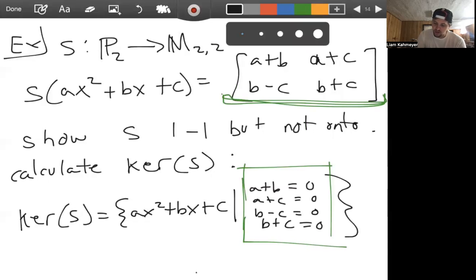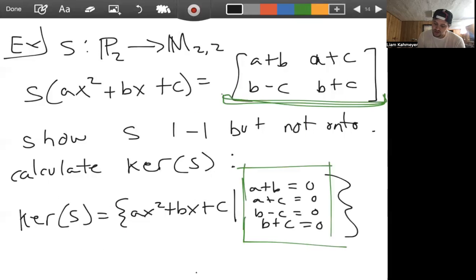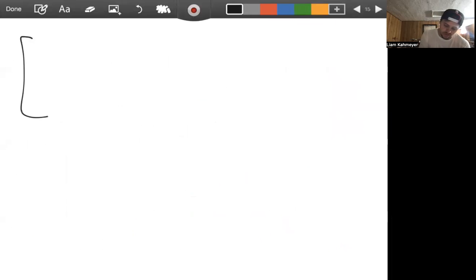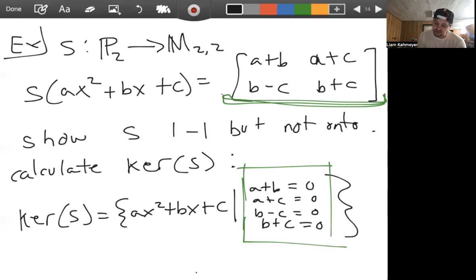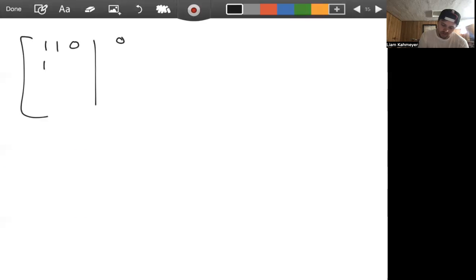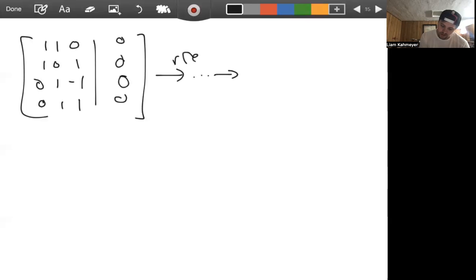set up the following augmented matrix for that system. It's a plus b equals 0, so we have 1, 1, 0, 0. And then we have a plus c equals 0, so 1, 0, 1, 0. I'll just go ahead and fill out the rest. You get the idea. We're setting up an augmented matrix for that system that determines elements of the kernel. So 0, 1, 1, 0. You put this into reduced row echelon form, however you like.